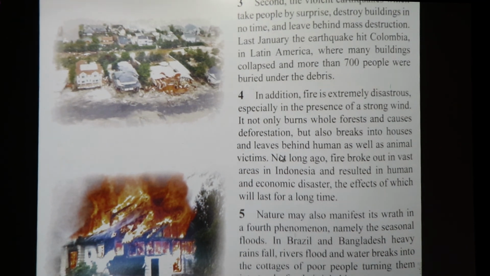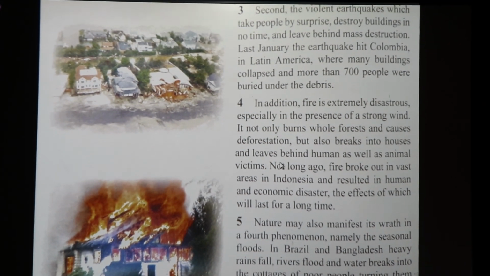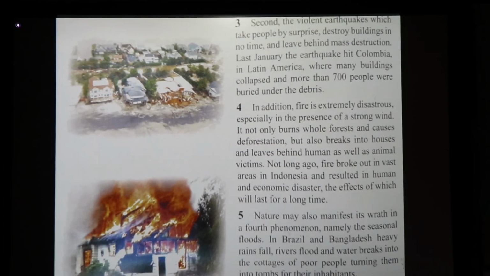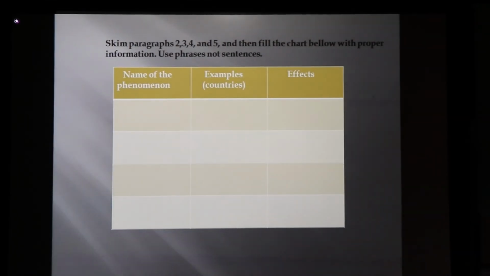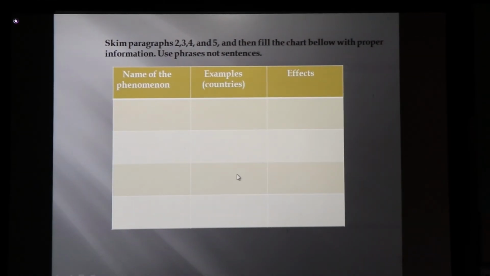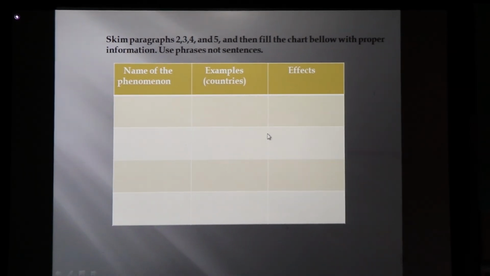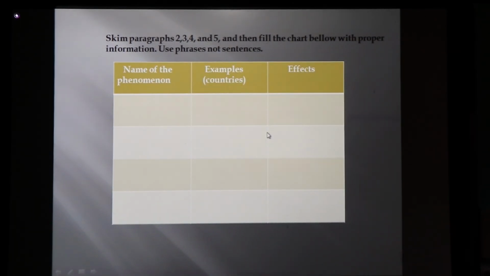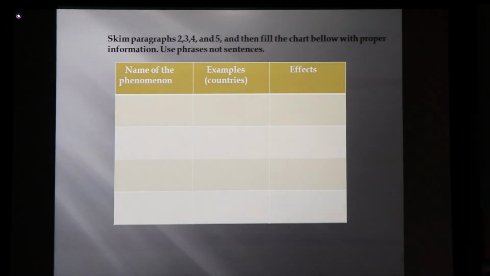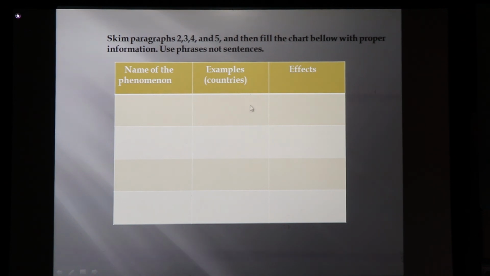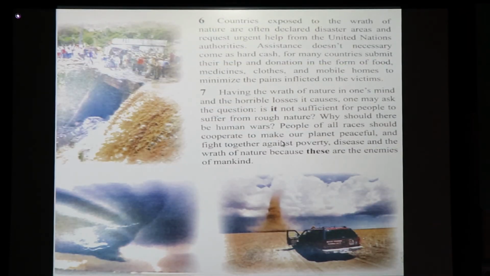Now please continue the 3rd, 4th, 5th paragraphs of the selection. Skim paragraphs 2, 3, 4, and 5, and then fill the chart below with proper information. Use phrases, not sentences. You have to name the phenomena, give examples in which country did it occur, and what effects. These are the last 2 paragraphs of our selection. Please read them carefully.